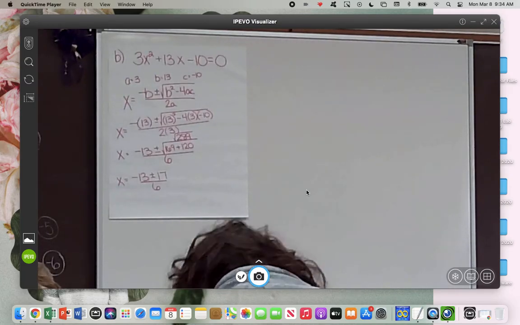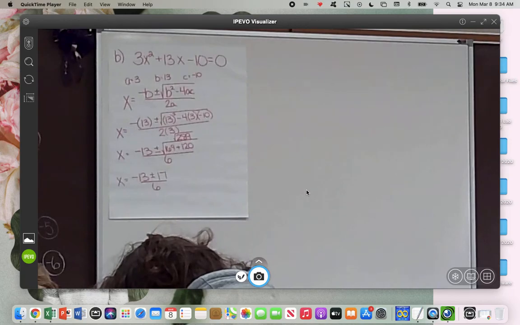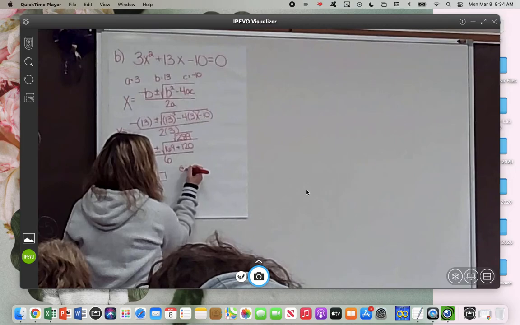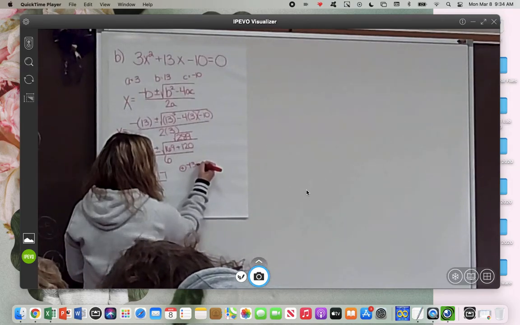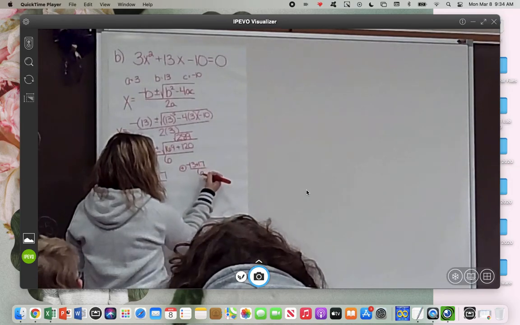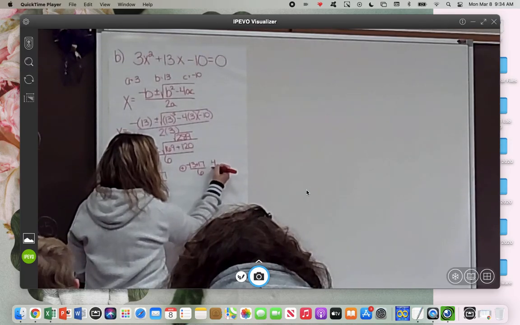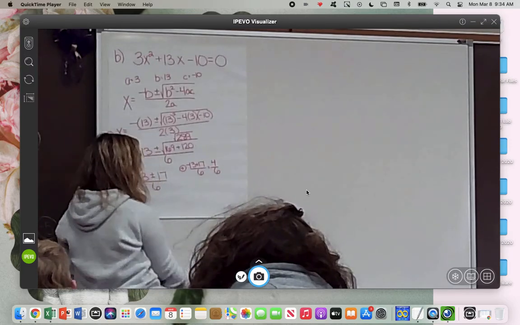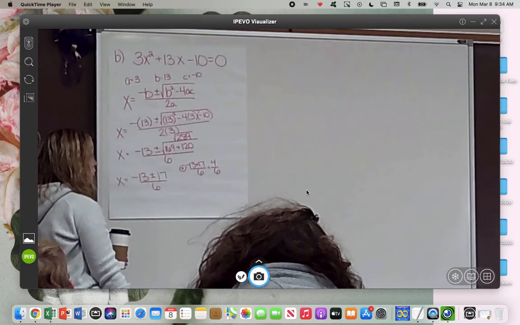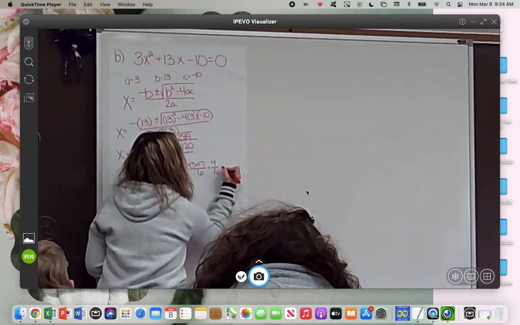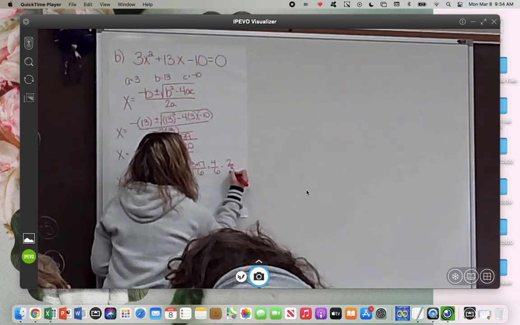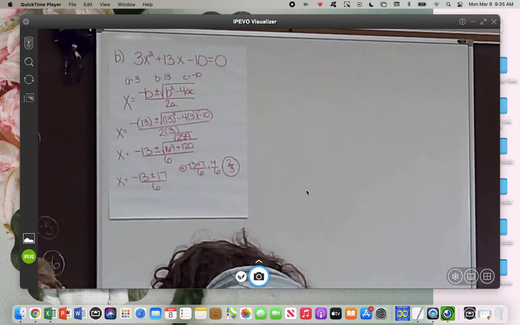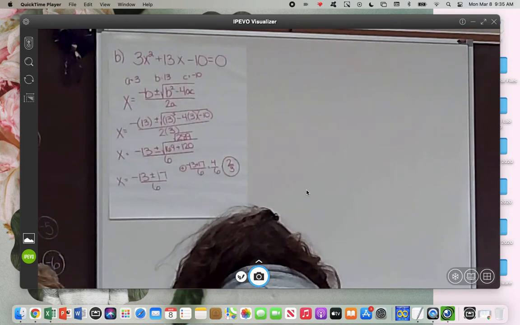And then at this point, we can add our numerator to get our first answer, subtract to get the second one. So let's see, if I add, what's negative 13 plus 17? I'm going to say a positive 4 over 6. Can I reduce 4 over 6? Two-thirds. No decimals, leave them as fractions, but reduce those if you can.